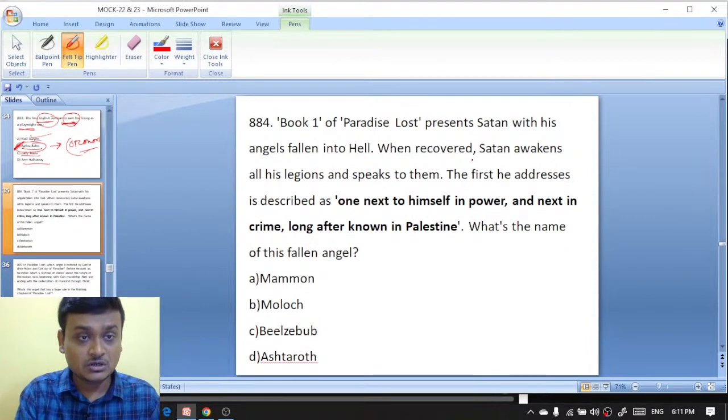Book 1 of Paradise Lost presents Satan with his angels fallen into hell. When recovered, Satan awakens all his legions and speaks to them.